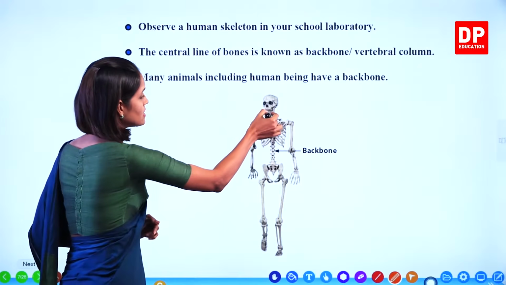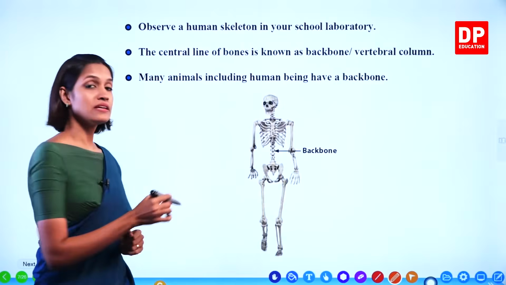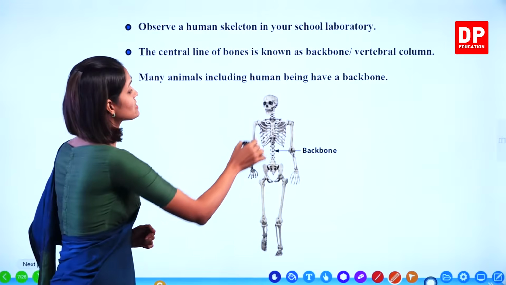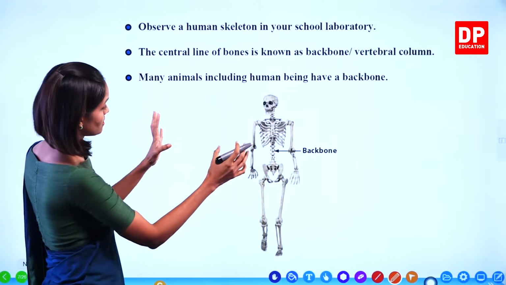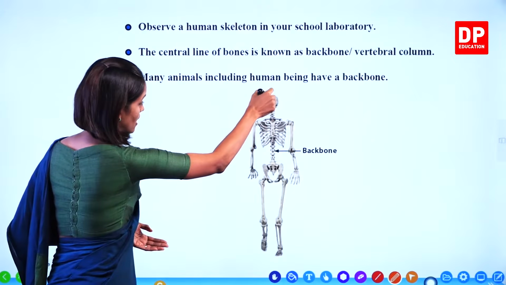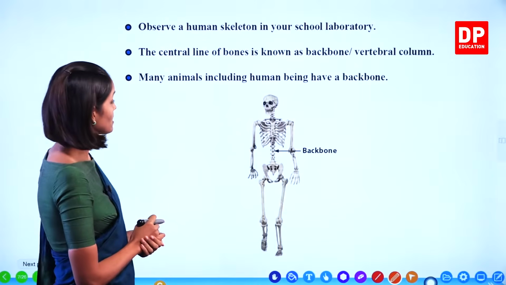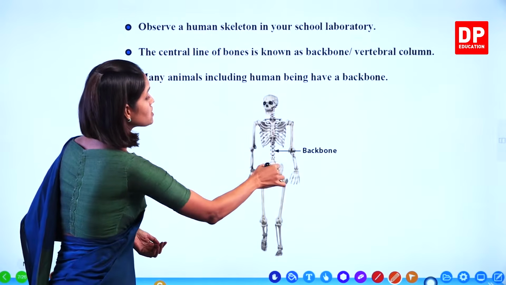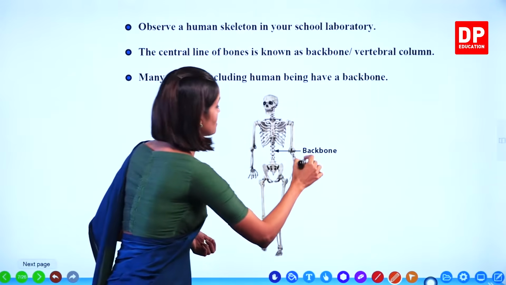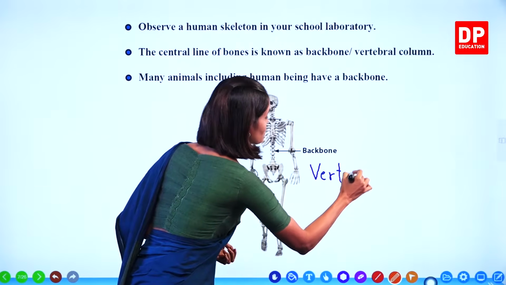Now, what is this, children? You can see a line of bones. This is known as the backbone, right? This is actually the central line. If you look at the skeleton, this line of bones is present in the center of the skeleton, right? So this line of bones is known as the backbone. In science, we have another name for this: vertebral column. Vertebral column.